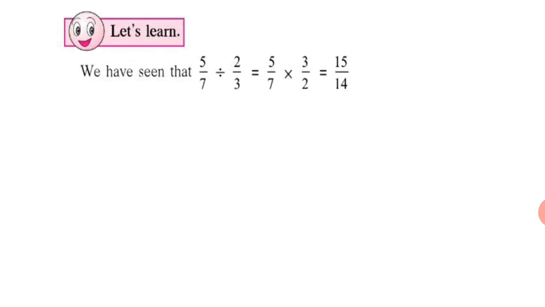Let's learn. We have seen that 5 upon 7 divided by 2 upon 3 is equal to 5 upon 7 as it is. Division we convert into multiplication and we write the reciprocal or the multiplicative inverse of 2 upon 3, that is 3 upon 2. And then we multiply the numerators, 5 3s are 15, upon the denominators, 7 2s are 14. So this you have already learned. Now today you are going to learn how to divide decimal fractions.